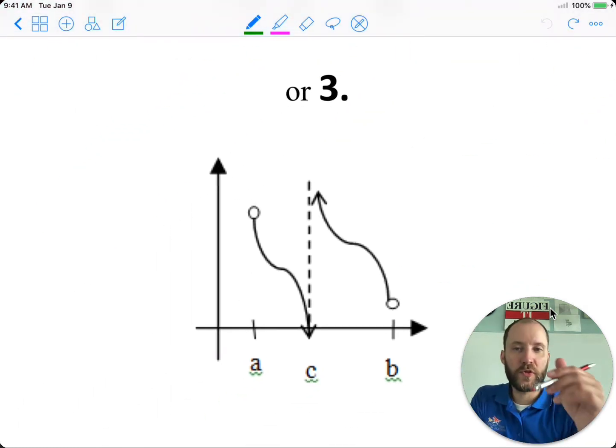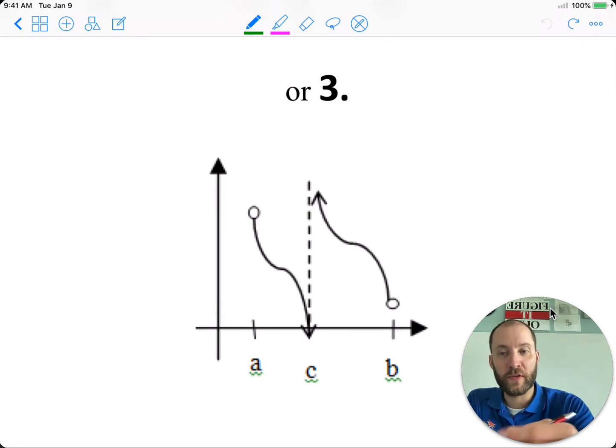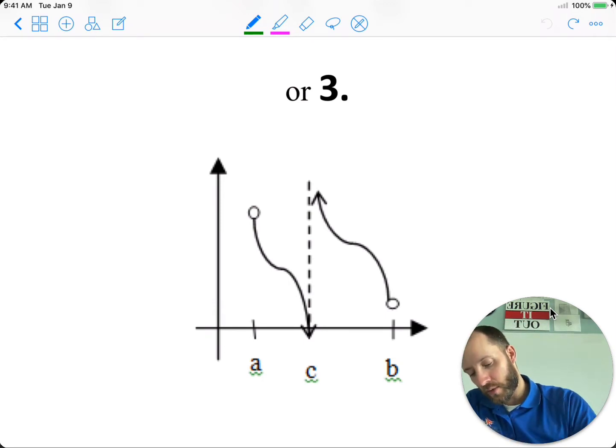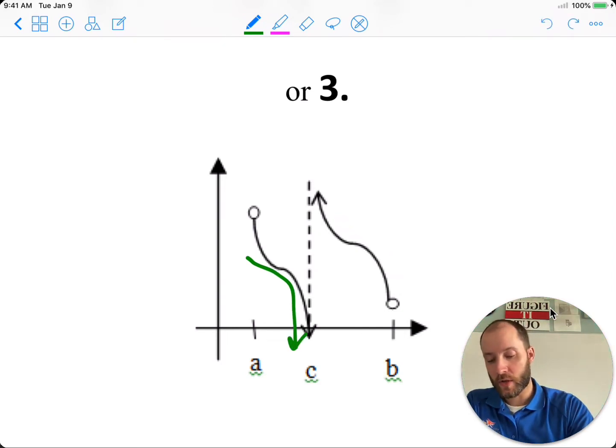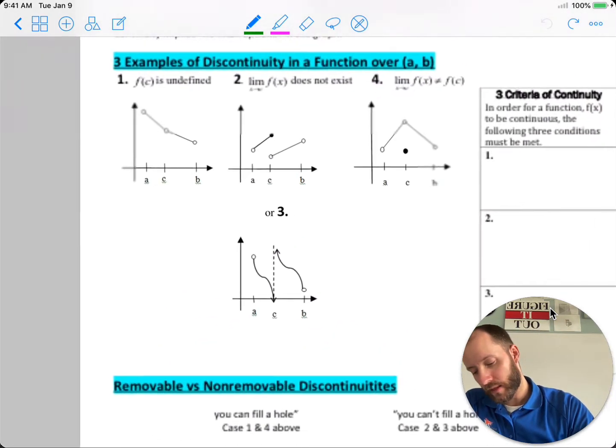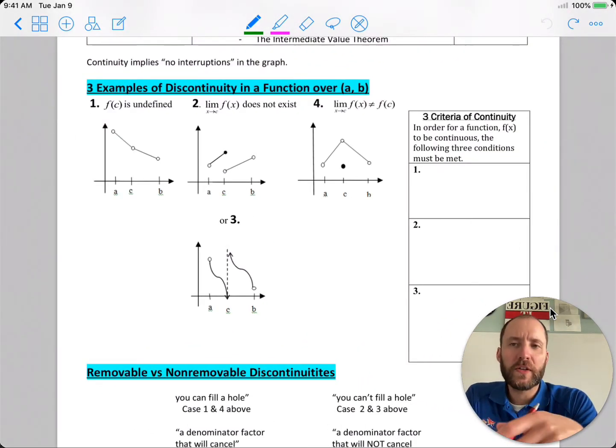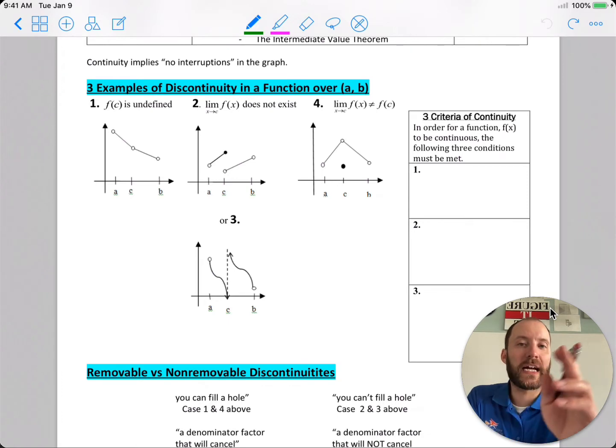Then here we have two curves. Looks like we have a vertical asymptote. We have the function going down, and then the function on the other side going up. So, 4 different cases of discontinuities.